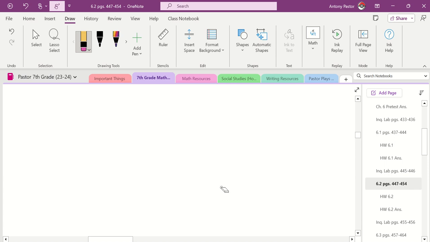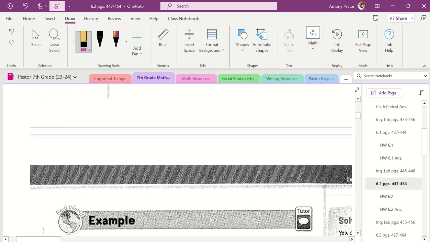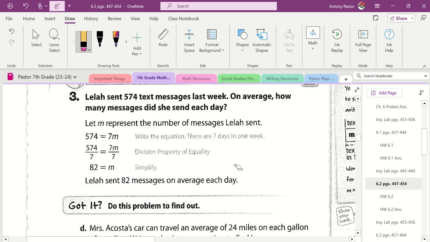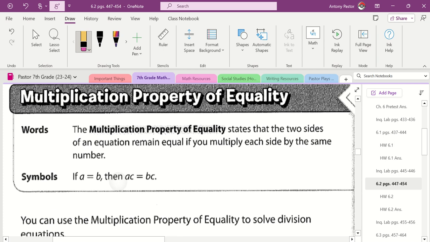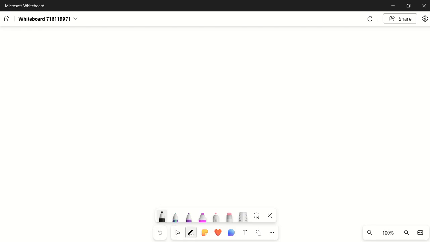All right, let's move on to the next terminology here, and that is the multiplication property of equality. The multiplication property of equality states that two sides of an equation remain equal if you multiply each side by the same number. So an example here would be this. Let me give you guys an example.